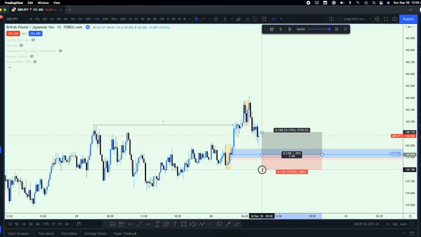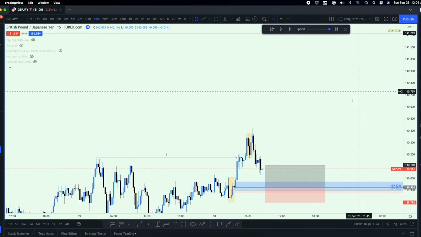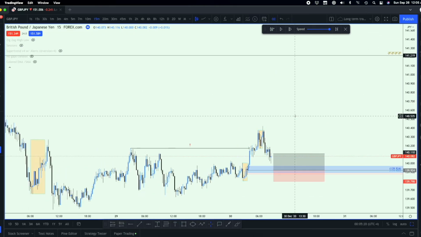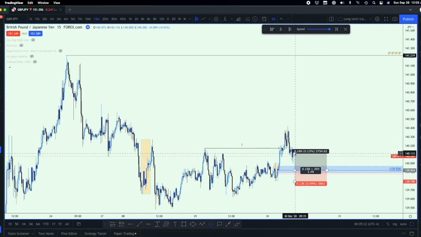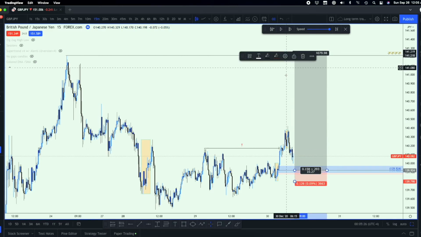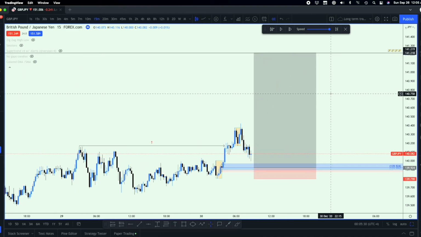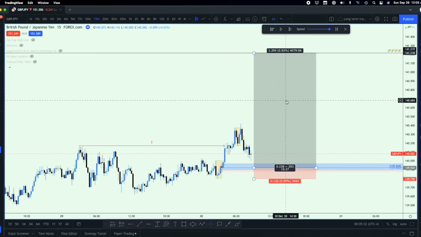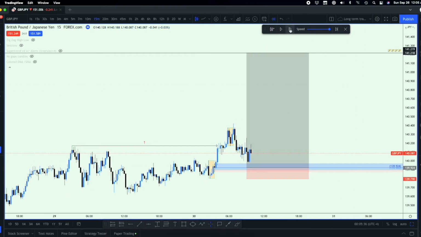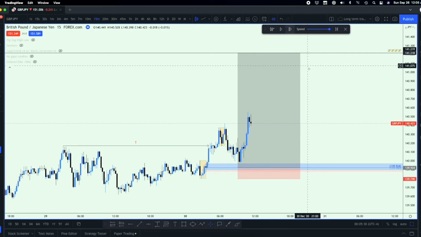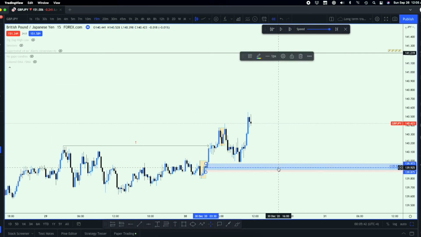Don't do stop orders, but whatever. Or limit orders, sorry. All the way to the top side. That's what I'm taking. Total of 129 pips. Didn't tap me in. So, get out of this.